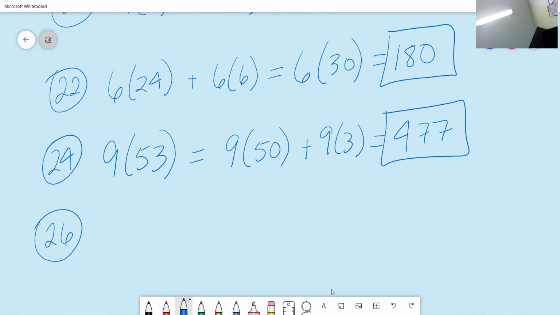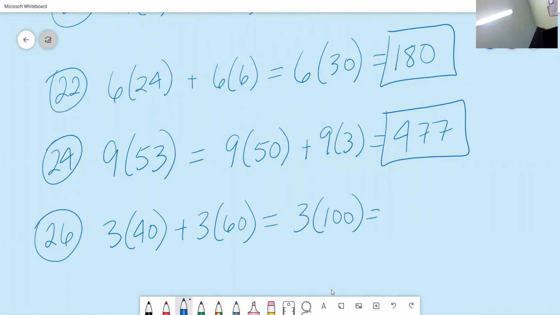Okay, so number 26, we have 3 times 40 plus 3 times 60. Now, those aren't terribly hard. We could figure that out, 3 times 4 and 3 times 6. But what's even easier is that this becomes 3 times 100. Well, surely you know what 3 times 100 is, right? 3 times 1 is 3, and then throw those 2 extra zeros on the end and you're done. Easy enough.